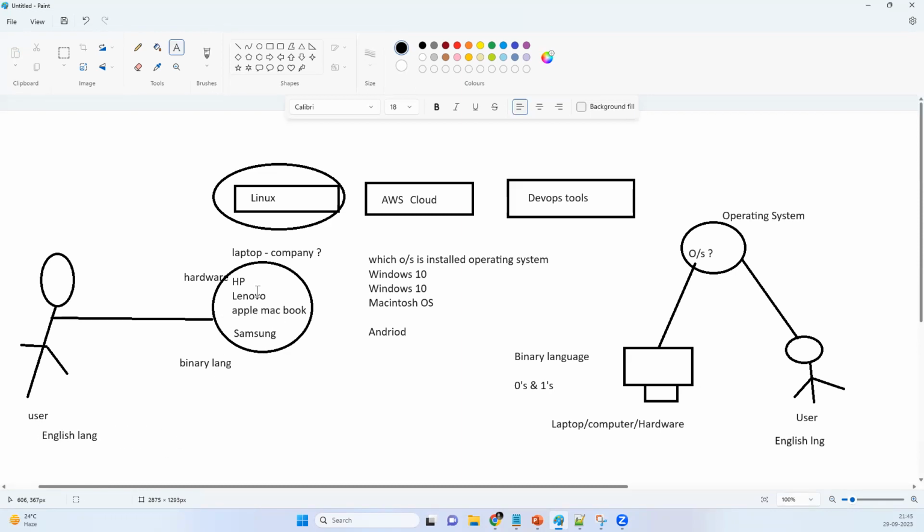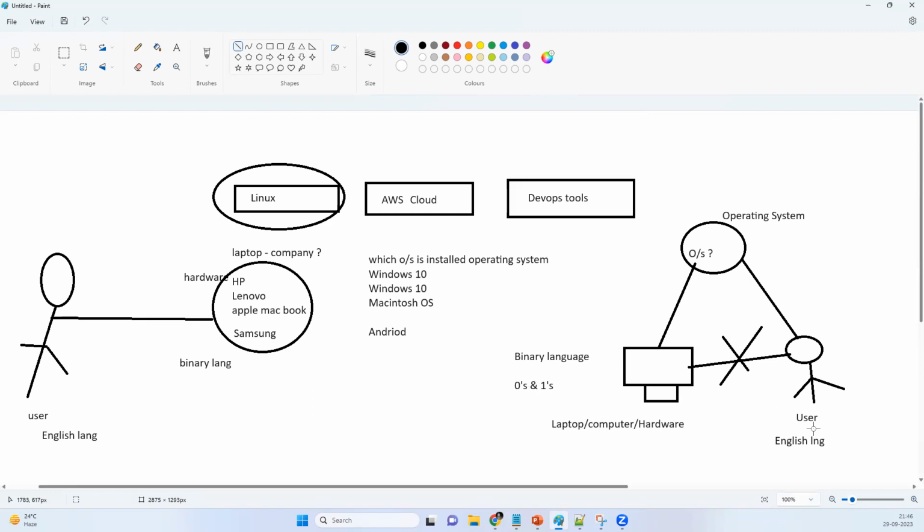So hardware knows only binary language. User knows only English language. The user doesn't know the binary language, and the hardware doesn't know the English language. So they are unable to communicate with each other, because hardware knows only binary language.